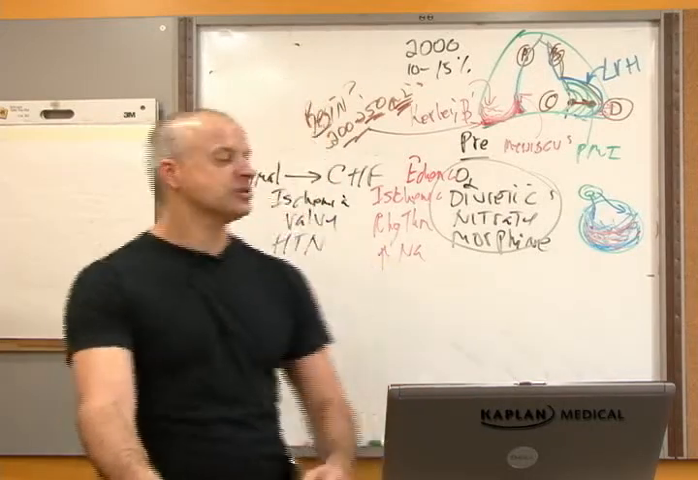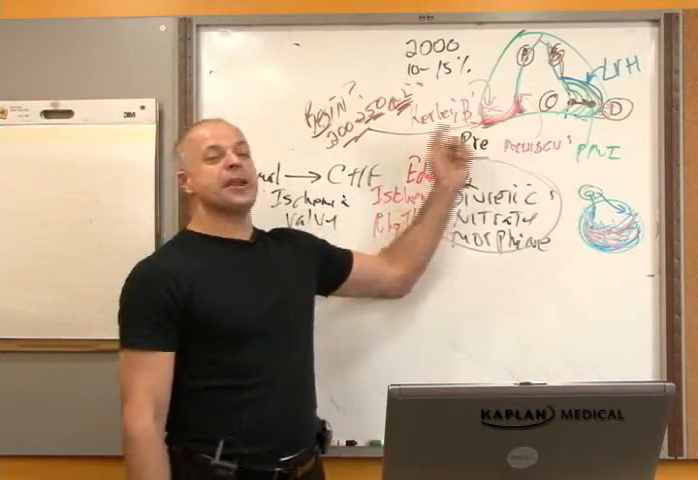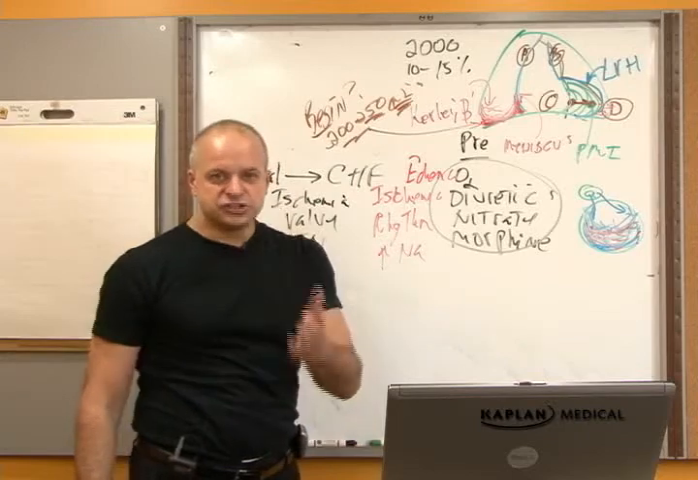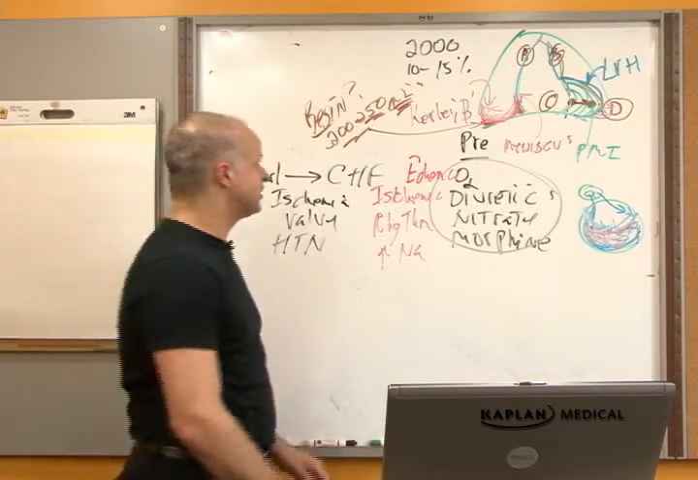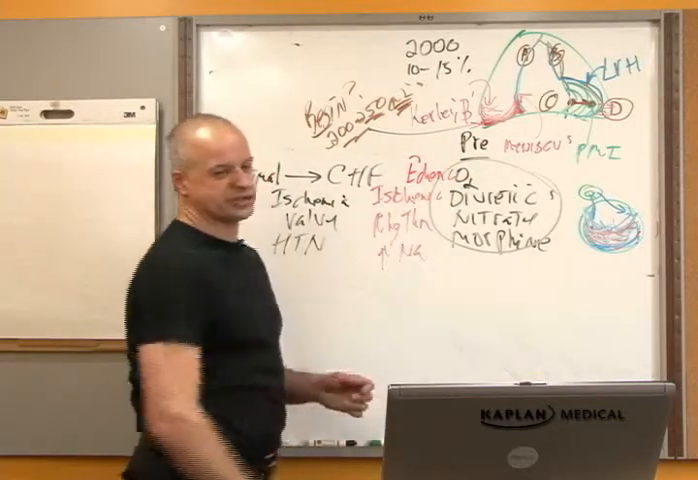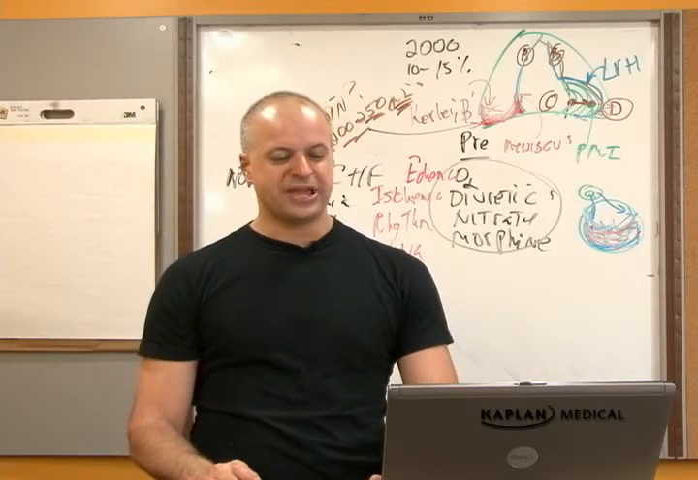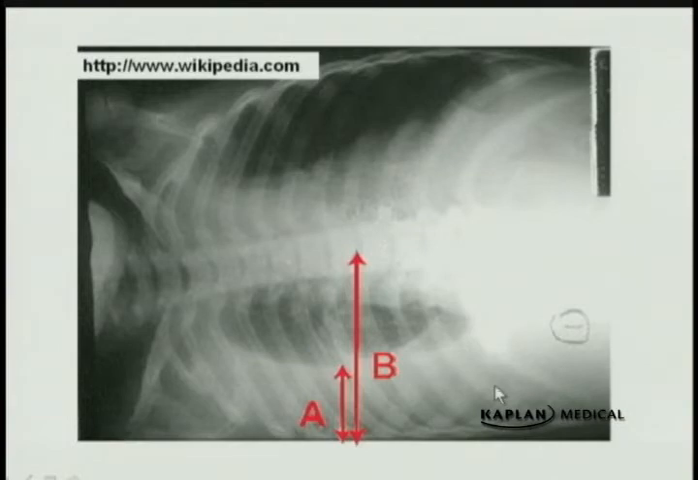The PA is much less sensitive. To even begin to see blunting of the costophrenic angle, you need 200 to 250 milliliters of fluid. This is a huge amount of fluid. This could be half a gallon of fluid in there. Pleural effusion.